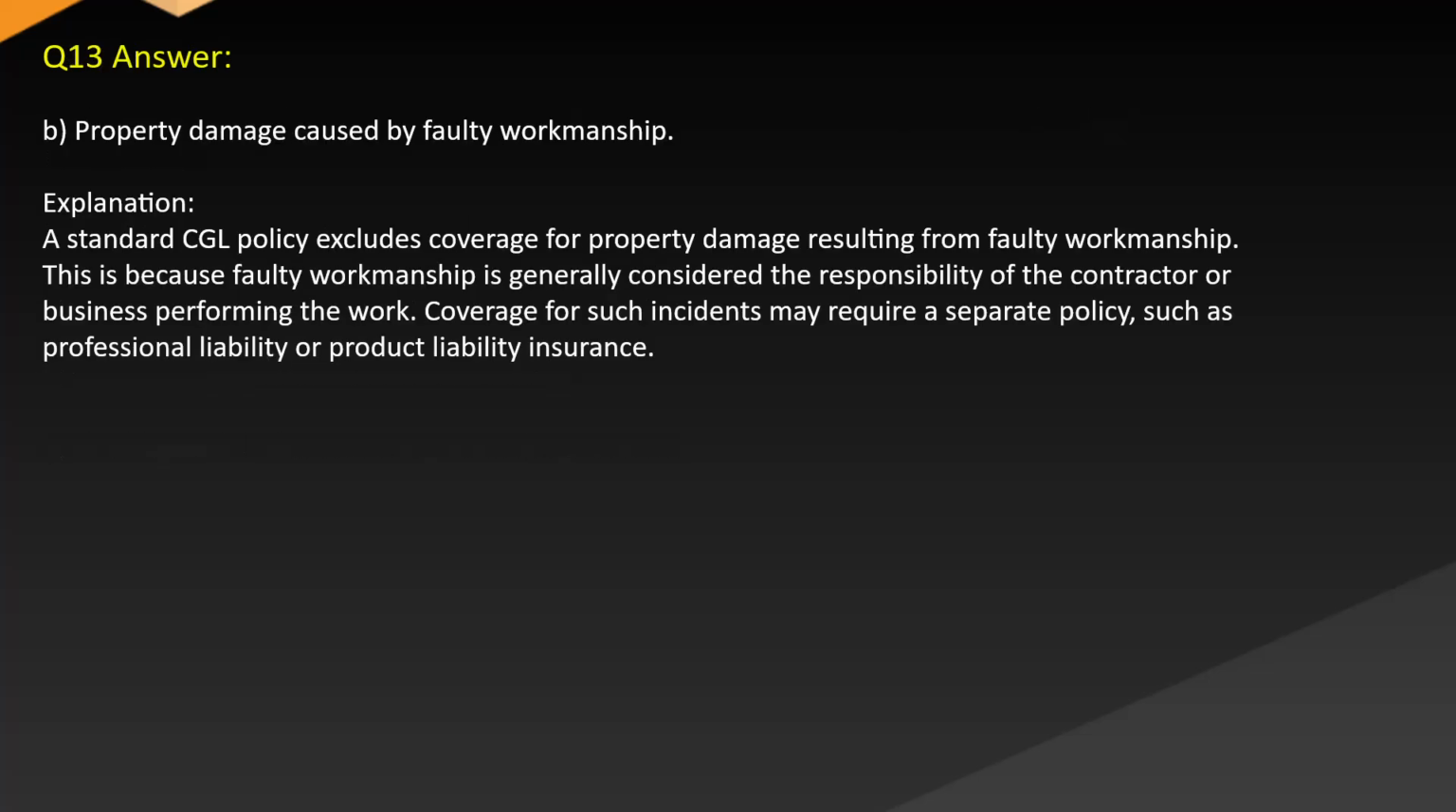Answer: B. Property damage caused by faulty workmanship. Explanation. A standard CGL policy excludes coverage for property damage resulting from faulty workmanship. This is because faulty workmanship is generally considered the responsibility of the contractor or business performing the work. Coverage for such incidents may require a separate policy, such as professional liability or product liability insurance.